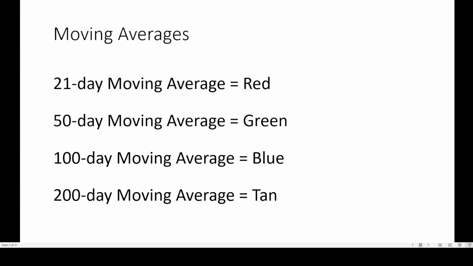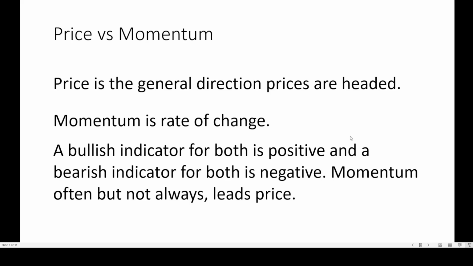Thanks for joining me today as we take a look at the colors on your screen. The moving averages: 21 days in red, 50 days in green, 100 days in blue, 200 days in tan. Price versus momentum. Price is the general direction prices are headed. Momentum is the rate of change. A bullish indicator for both is positive and a bearish indicator for both is negative. Momentum often, but not always, leads price.